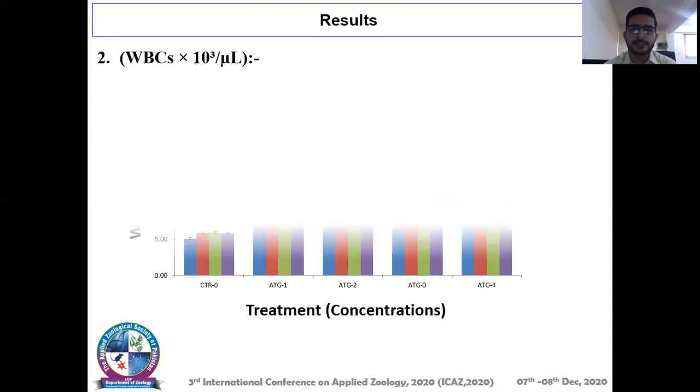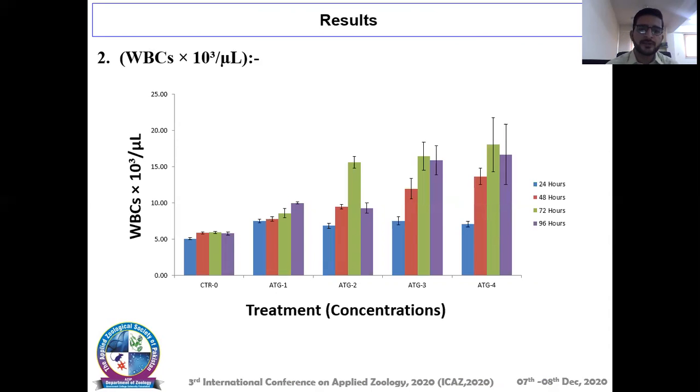The second one is the white blood cells, WBCs, and here we see in the graph that the WBC level significantly increased from control to the different groups. When a foreign particle or toxin enters the body, the lymphatic system produces lymphoid cells, and these cells fight against these toxins. So here the WBC level increases, which means that the WBCs fight against the toxin.